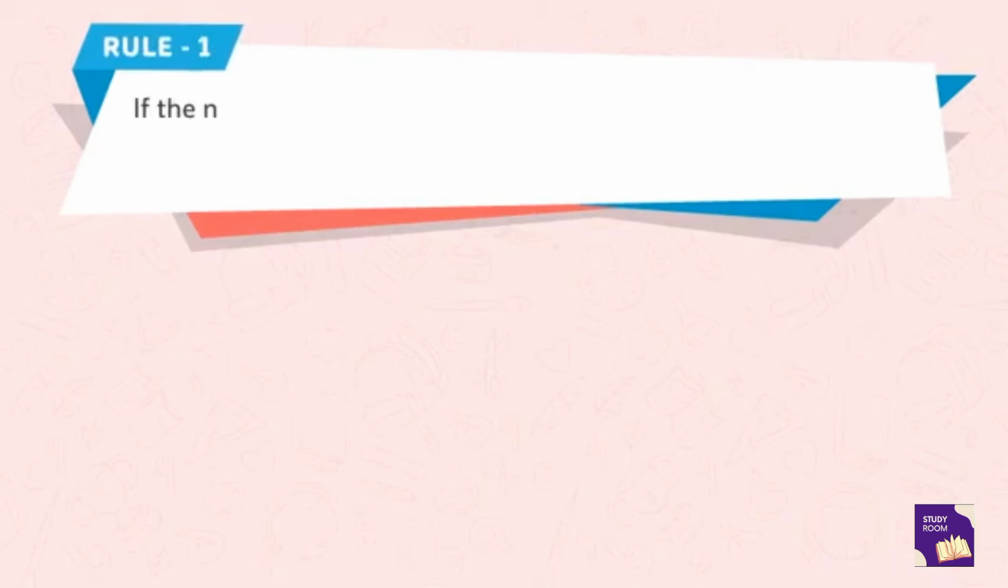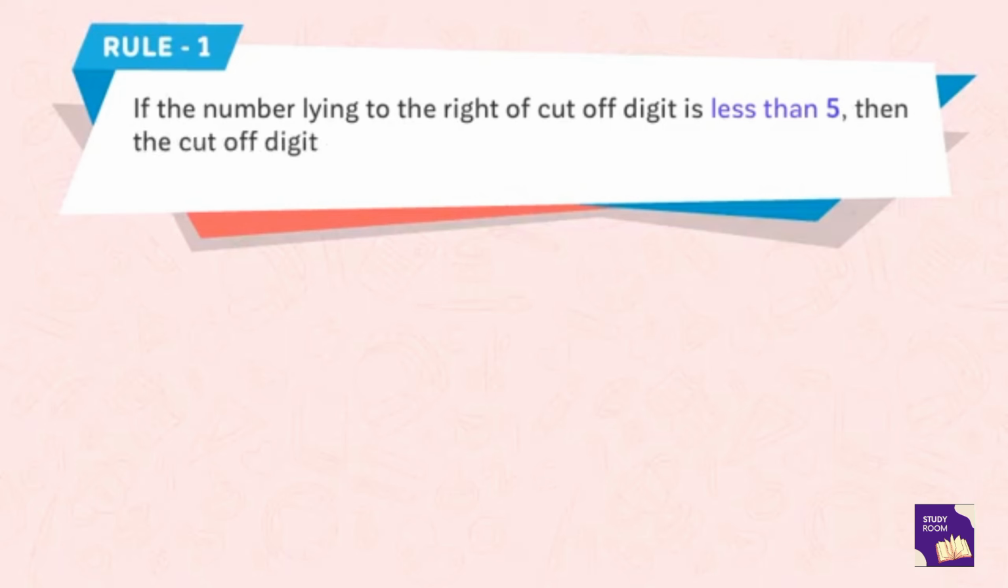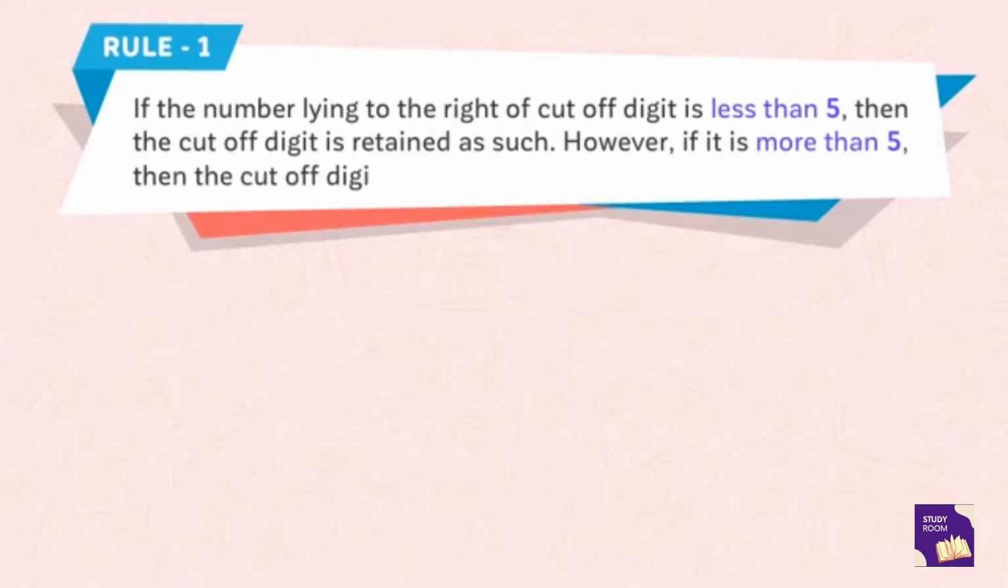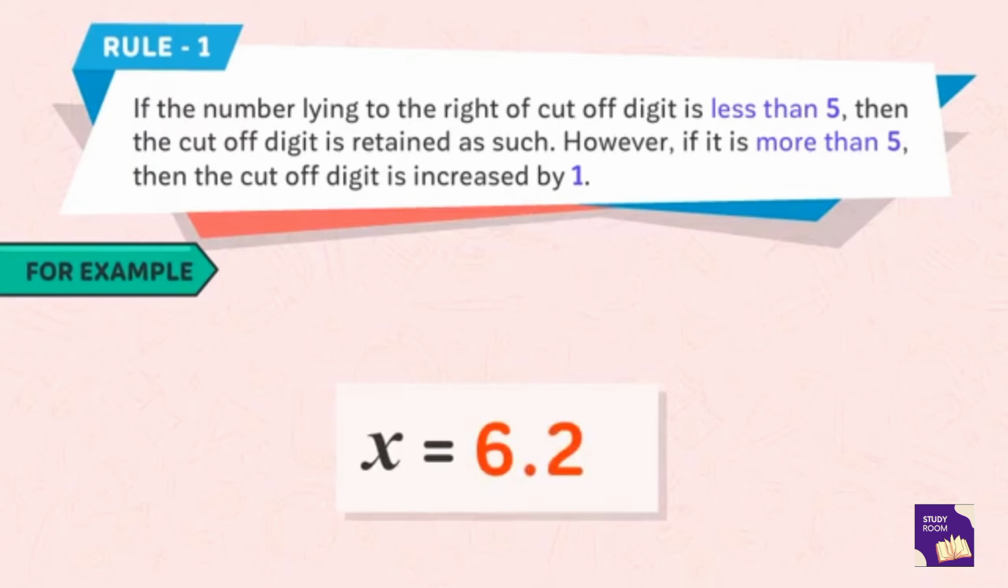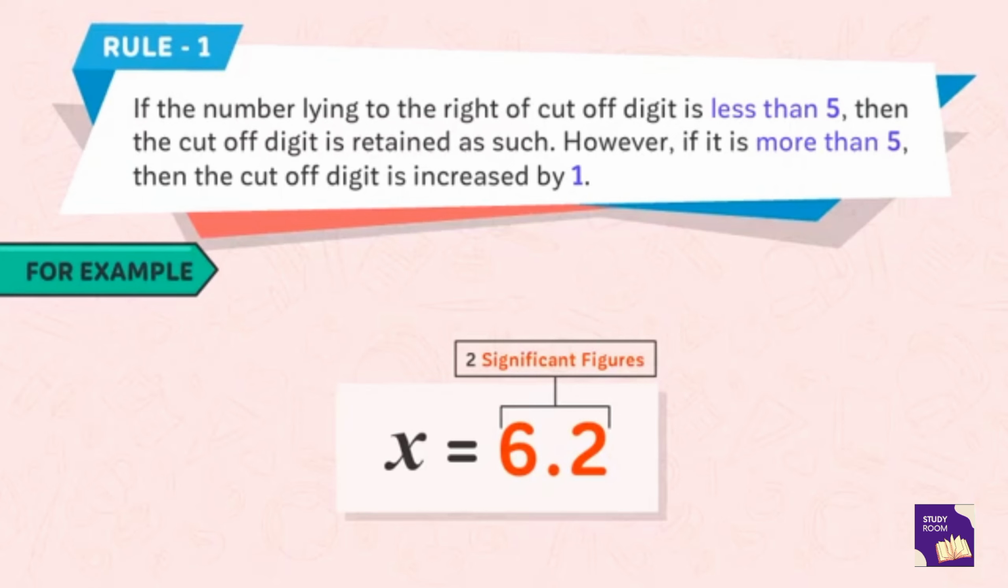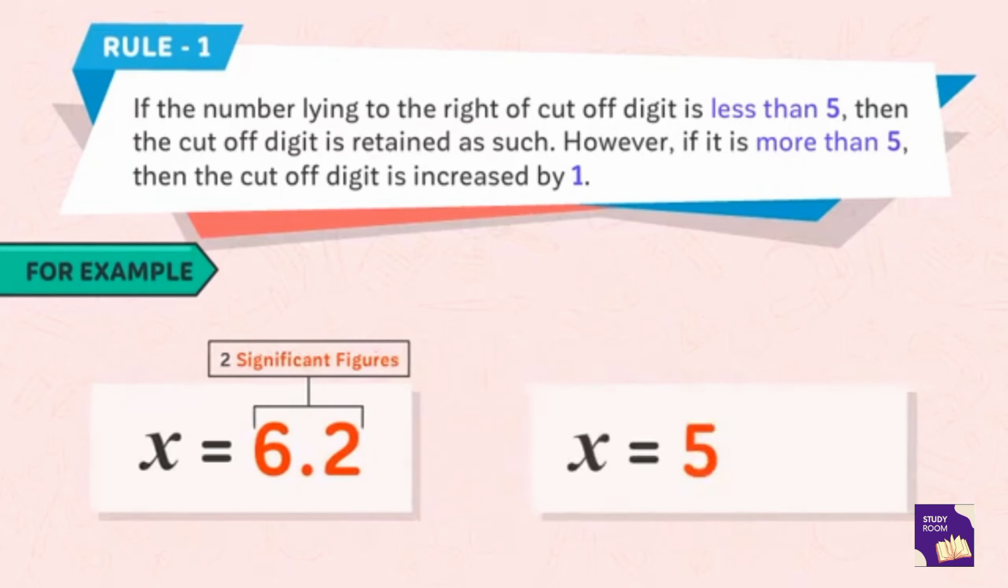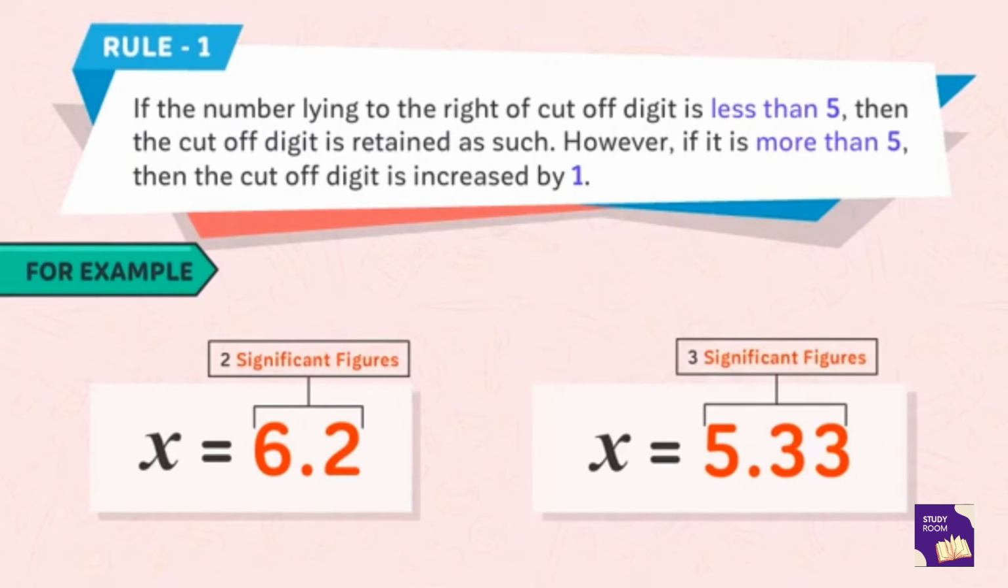Rule number 1. If the number lying to the right of the cutoff digit is less than 5, then the cutoff digit is retained as such. However, if it is more than 5, then the cutoff digit is increased by 1. For example, x equal to 6.24 is rounded off to 6.2, which has two significant figures. And x equal to 5.328 is rounded off to 5.33, which has three significant figures because 8 is greater than 5, therefore the cutoff digit is increased by 1.